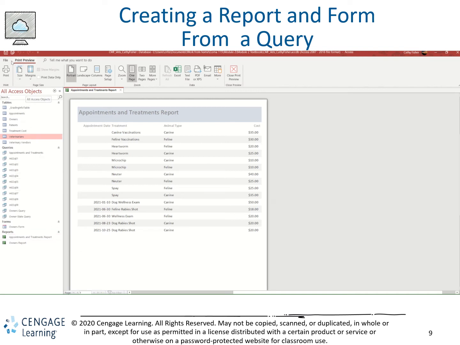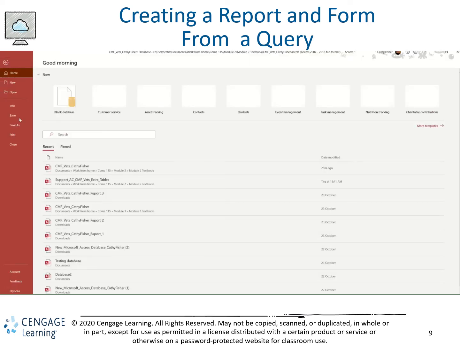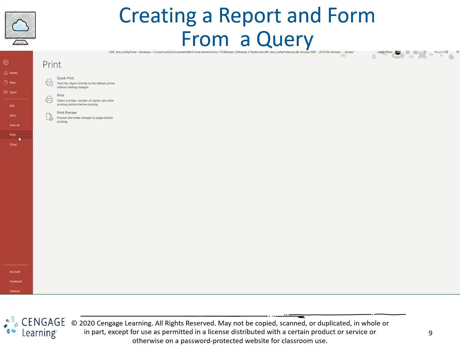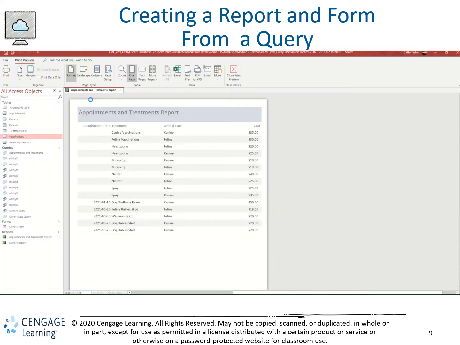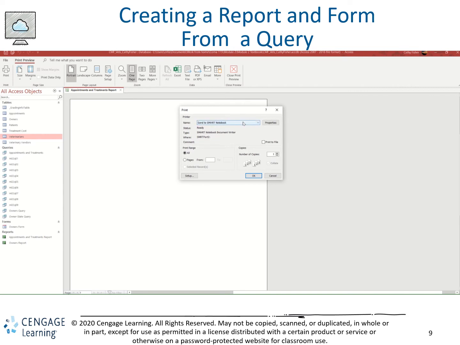If we want to print that, we could just use the print button here or go into our file, backstage view, and print. And we could select quick print, and it would just send it exactly to where I wanted it to go. So I don't need to do any printing on that one. I'm just going to say cancel.